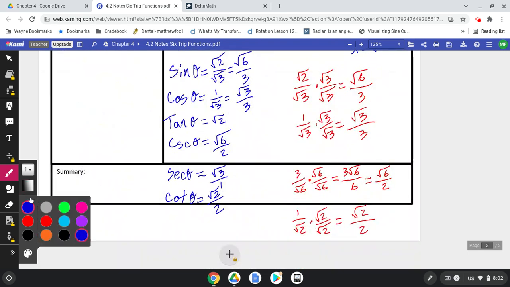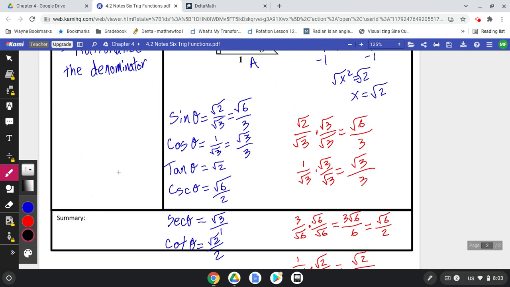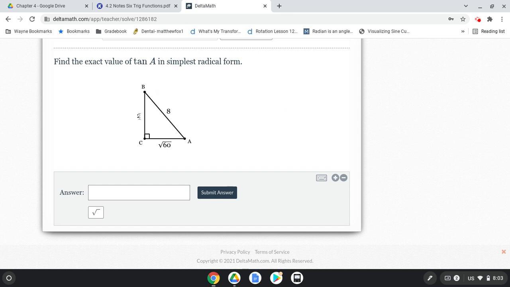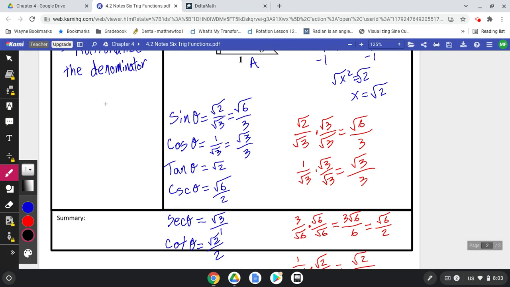So I'm going to go back here and in the bottom left, I'll do it in black here. You don't necessarily need to write this here, but I just wanted to be able to show you. So 2 over the square root of 60, but we got to rationalize the denominator. So I'll multiply by square root of 60 over square root of 60. And then I will get 2 square root of 60 over 60. And we can reduce, 2 goes into 60 30 times. So then we'd have square root of 60 over 30.